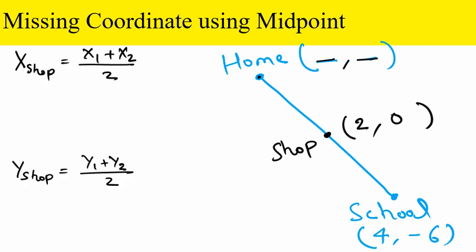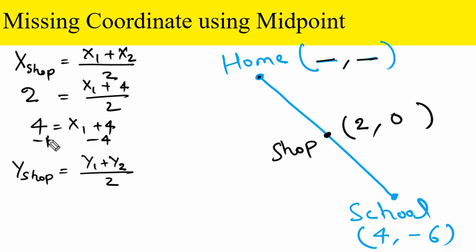So I've written down the formula for you. The x coordinate for the shop is x1 plus x2 over 2. Okay, let's continue. So the x coordinate is 2, equal to x1, which we don't know, plus x2, which is 4, over 2. If you do the cross product, that will be 4 is equal to x1 plus 4. You do minus 4 on both sides. So x1 will be equal to how much? 0. Good.